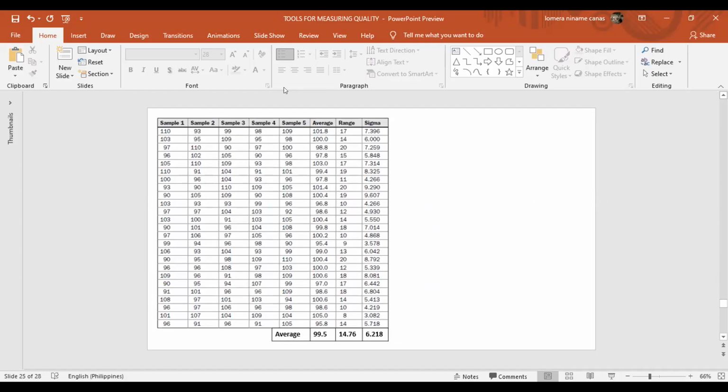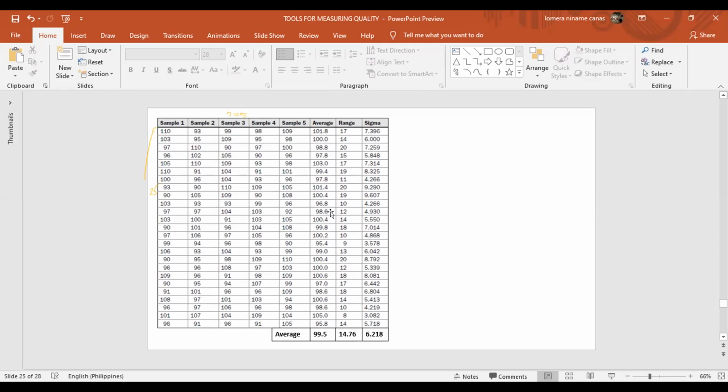Yes, miss. Okay. So we have here samples 1, 2, 3, 4, 5. These are your n. So we have 5 as the value of n. And there are 25 groups. So the table also shows the average in each group, and then the range in each group and the sigma or the standard deviation.